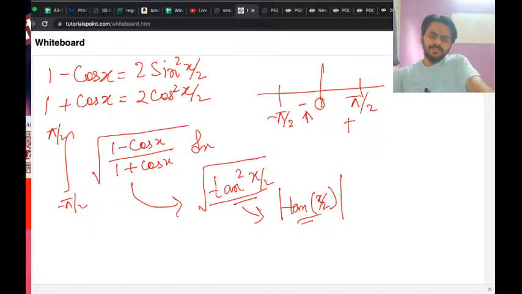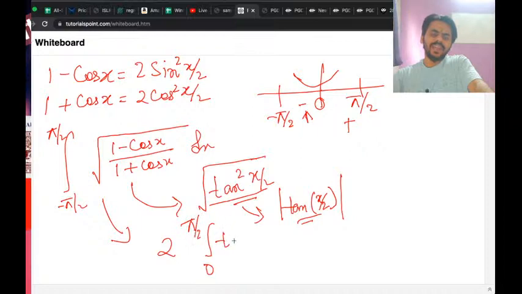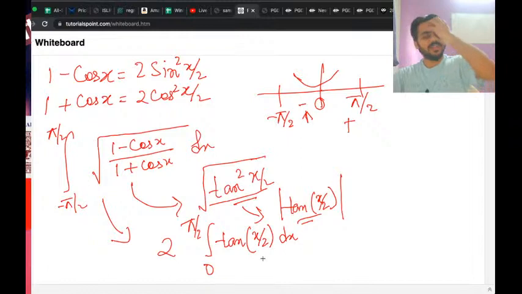Now think about it. If I take mod of tan x by 2, essentially it will become some kind of an even function, right? Like this, or some kind of a shape. So if I directly do this from 0 to pi by 2 and multiply by 2, my job will be done, and I need to get rid of this mod. So I can directly write twice of this, tan x by 2 dx. Now the next thing is pretty easy. Now you can use substitution, or you can remember the formula. So this is x by 2, right?